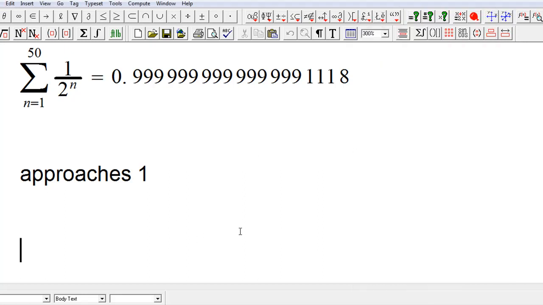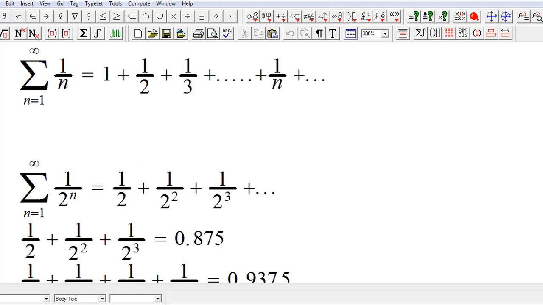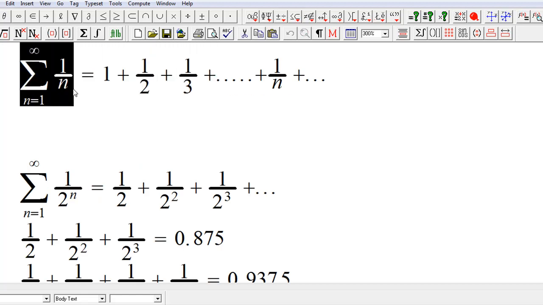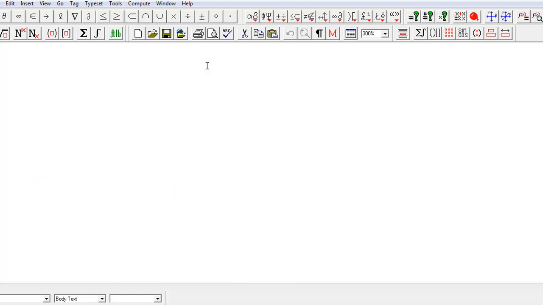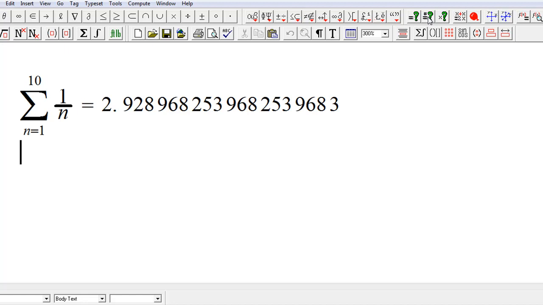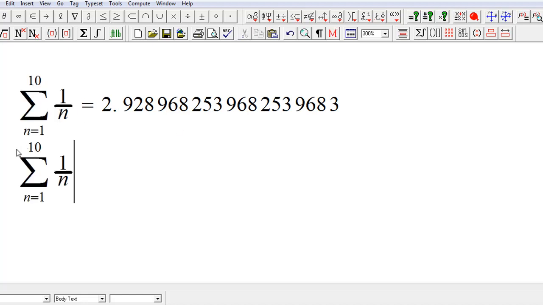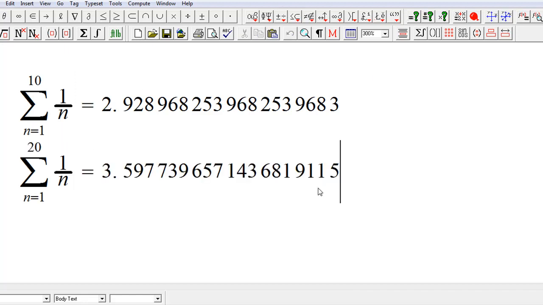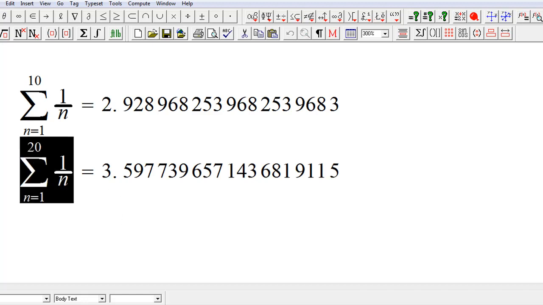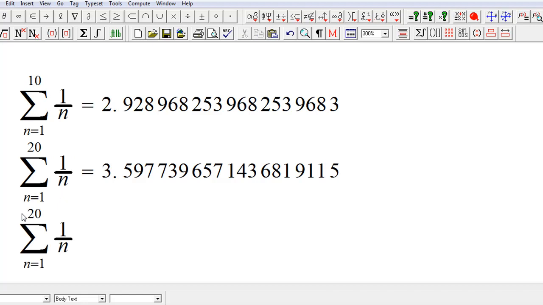So it approaches 1. Let's see what this one does. Let's try it for the first 10 terms. That's right. Then let's try 20 terms. Well, it's not stabilizing as well as that one did, right? So let's do 30 terms.